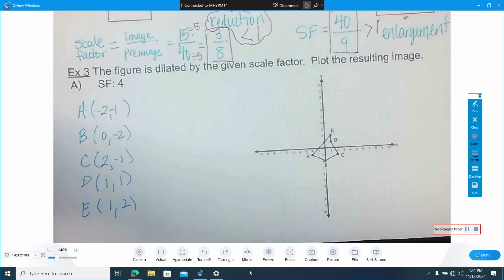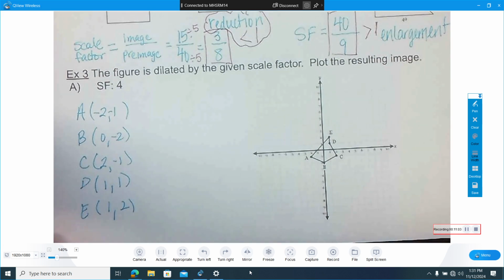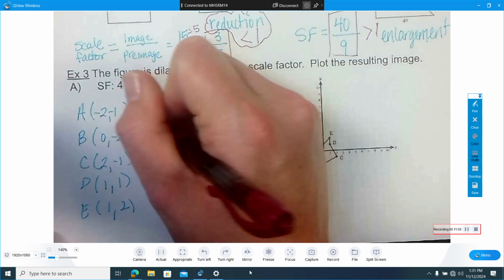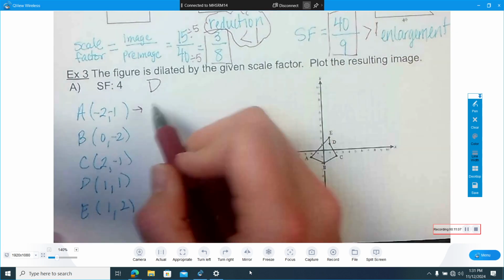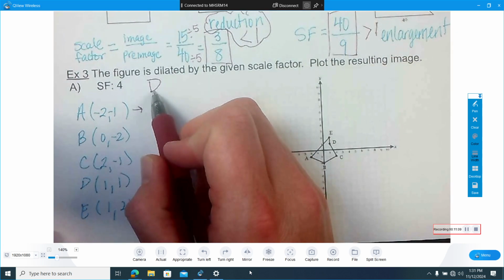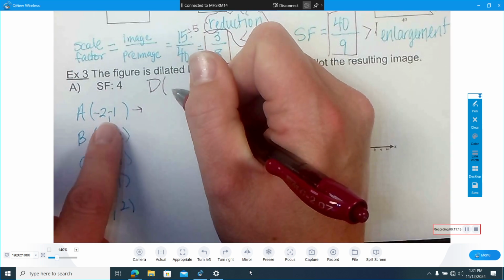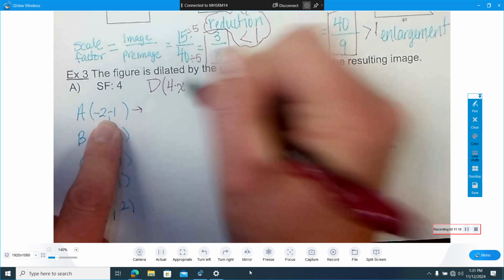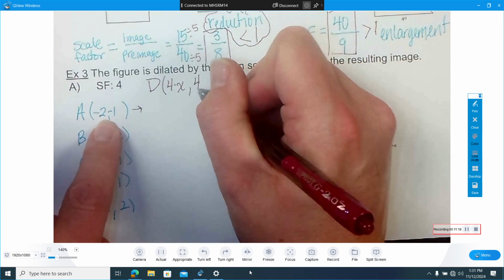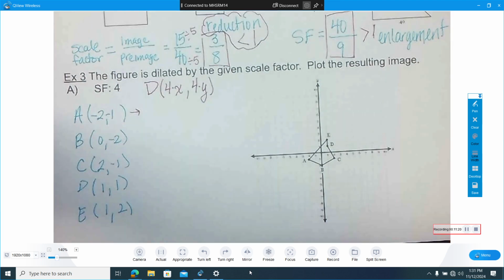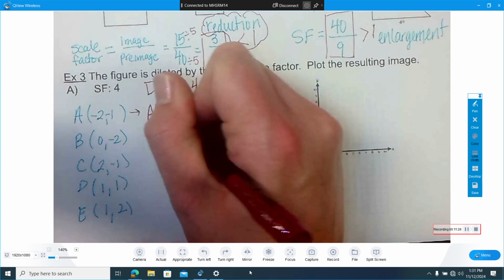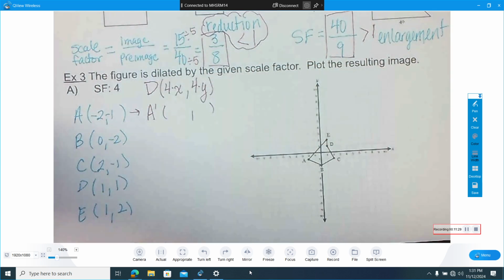Very good. Now, again with notation, we are multiplying by 4 because that's our scale factor. We are going to do a dilation. Big capital D for dilation. And we are going to multiply the x coordinate by 4 and the y coordinate by 4. So we're just multiplying both coordinates by 4. So A prime becomes what?